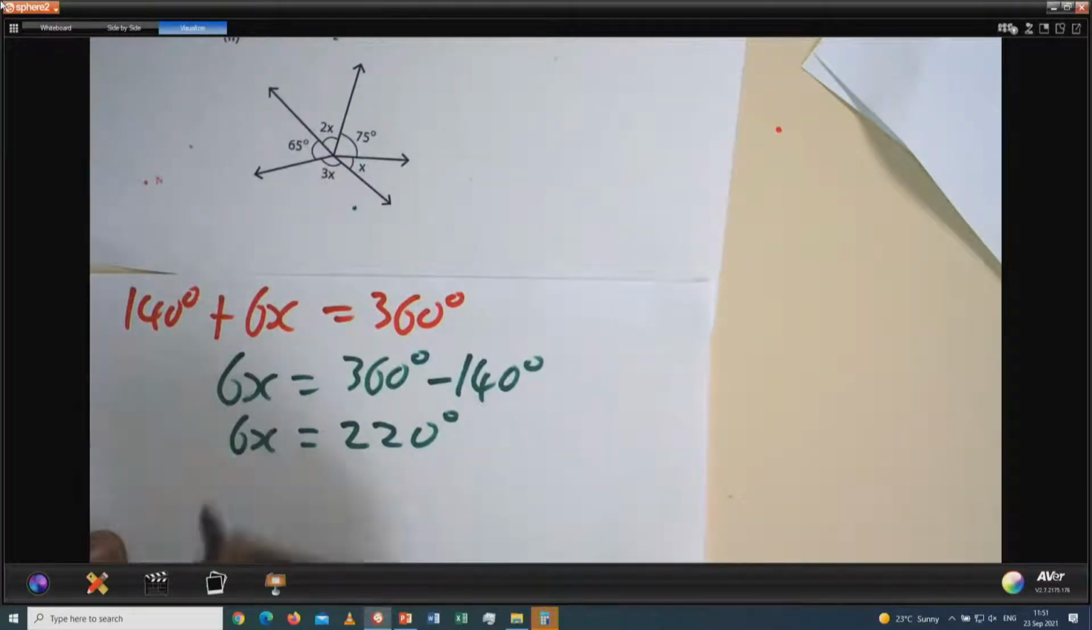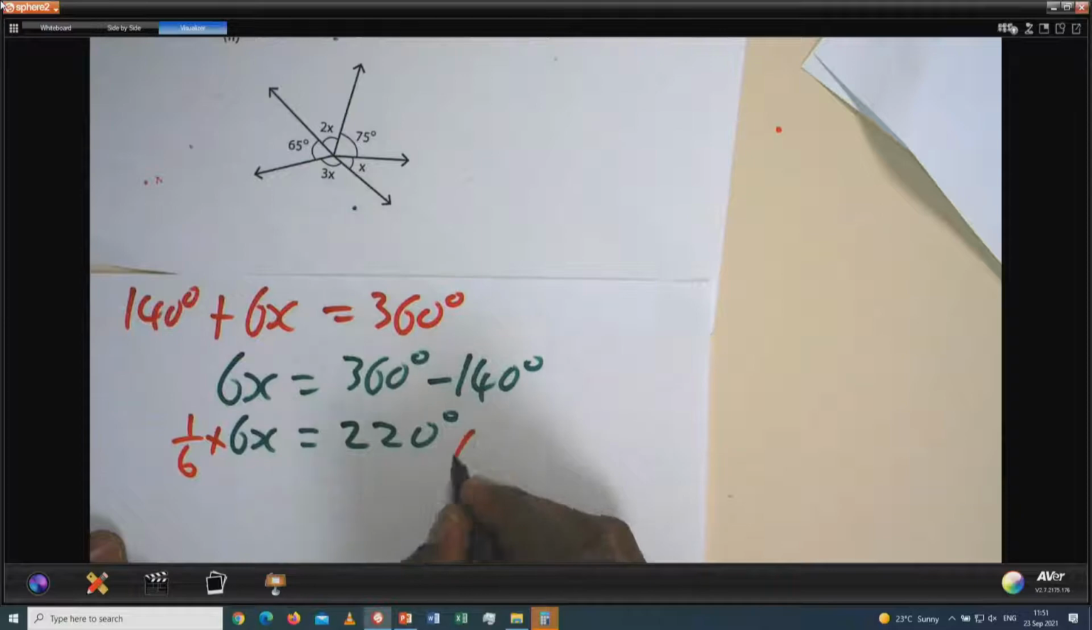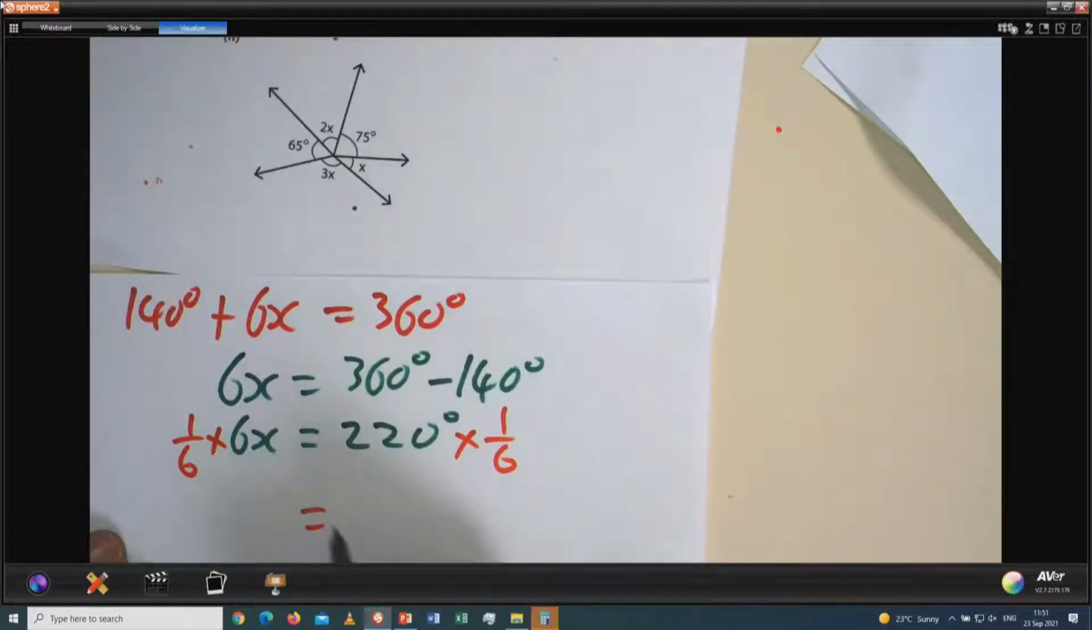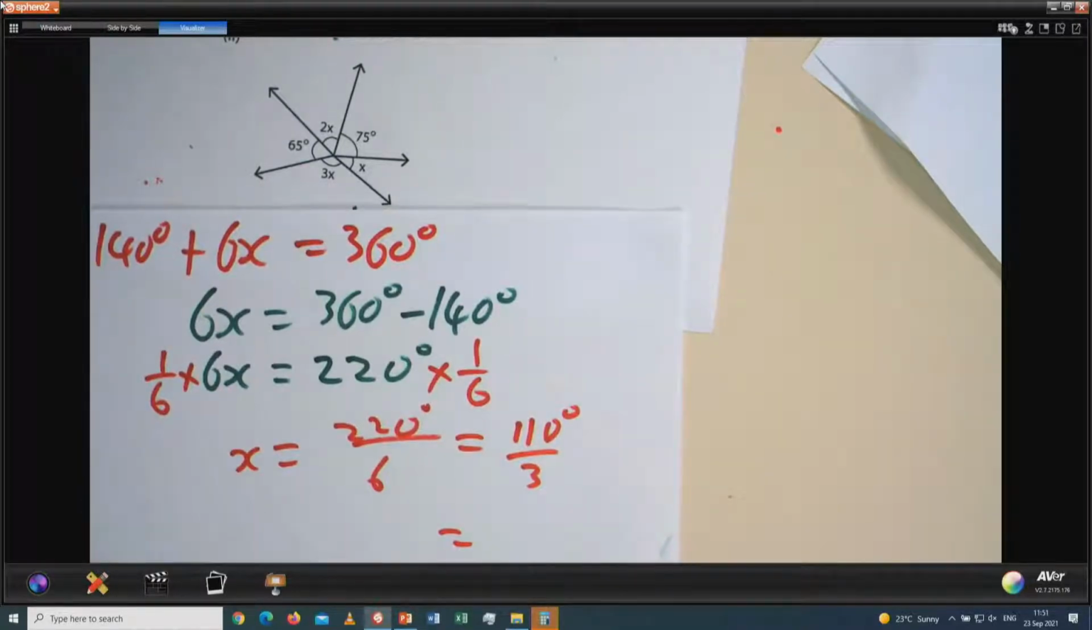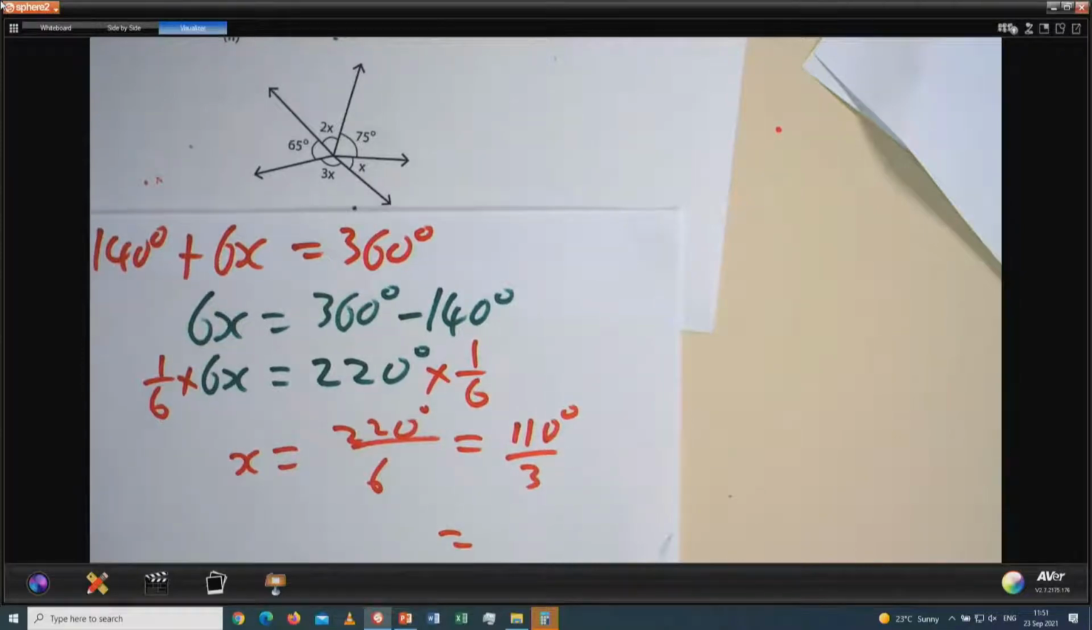Again, we use the multiplicative inverse, 1 over 6. What you do on the left, you also do on the right. Therefore, your x is equal to 220 degrees over 6, which equals 110 degrees over 3. And then you can simplify it further.